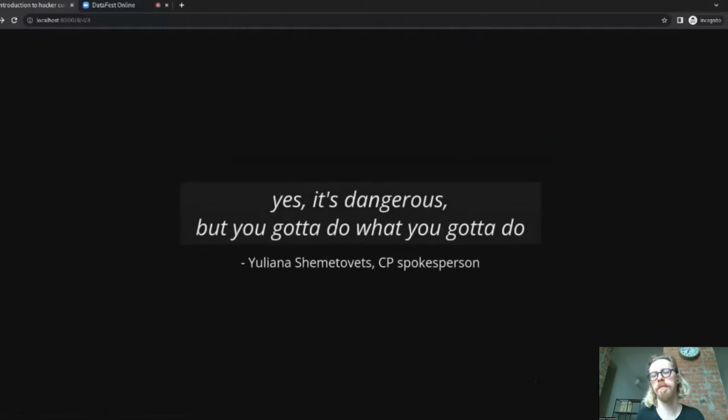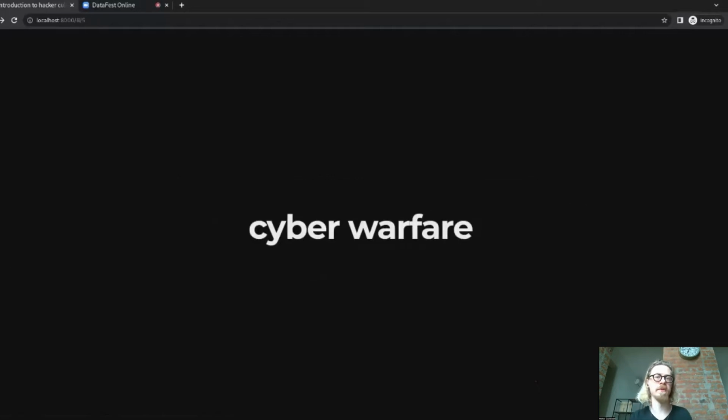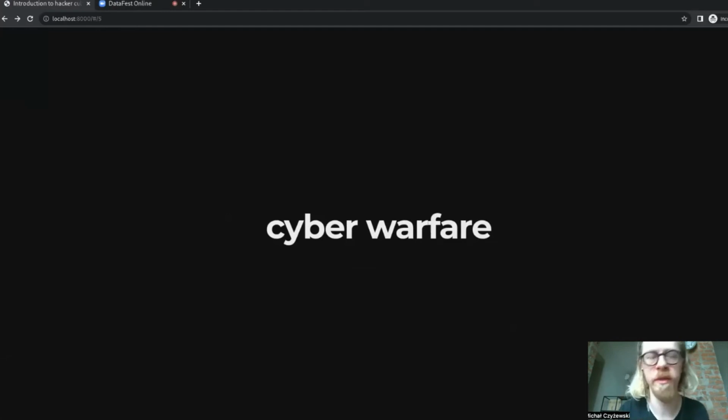But yeah, the quote regarding what they do, which I really liked, was from the spokesperson of Cyber Partisans: "Yes, it's dangerous, but you gotta do what you gotta do." This is a very pragmatic attitude towards, well, there is a problem, let's solve it. We don't have the skills, but we're gonna learn them. We're gonna congregate here and try to do something about this. And this is a perfect example for me of how it ties to activism.